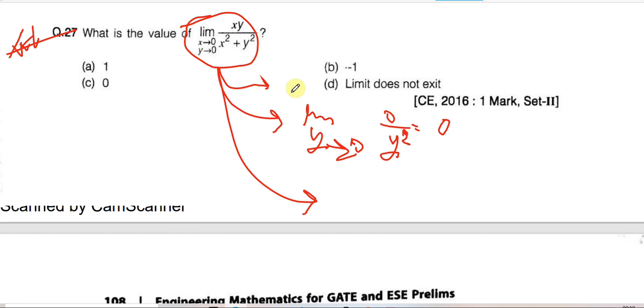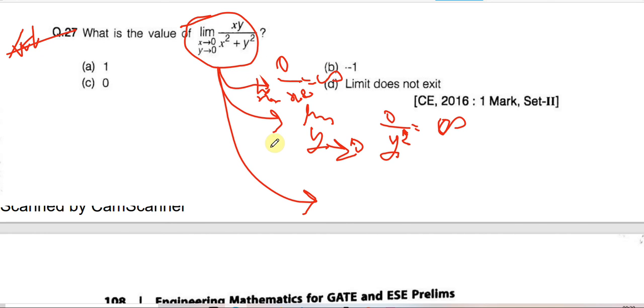And in the second case, now we will put y equal to 0 and x approaches to 0. So if we put y equal to 0 and x approaches to 0, then the same term will come, 0 upon x square. Now limit is x approaches to 0, so it will be, not 0, I think we are wrong, 1 upon 0 is infinity. So it will be coming infinity.